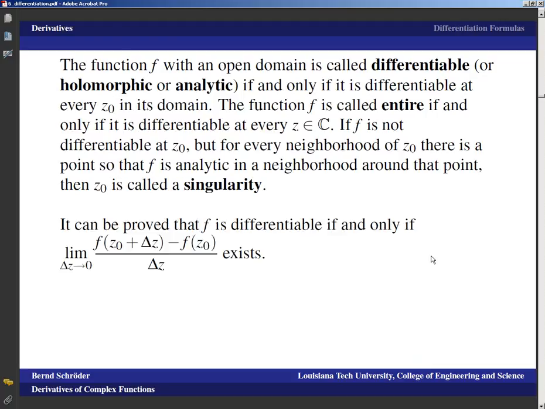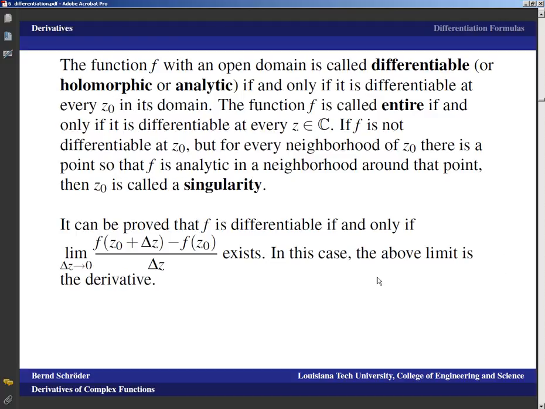It can be proved, and that's a fairly quick argument that may have been assigned as a homework problem, that the function f is differentiable at z0 if and only if the limit as delta z goes to 0 of f of z0 plus delta z minus f of z0 over delta z exists. And that's because if you call z to be z0 plus delta z, well, then z minus z0 is just delta z, and then when z goes to z0, then delta z goes to 0. So this is just a quick translation using the definition of limits.